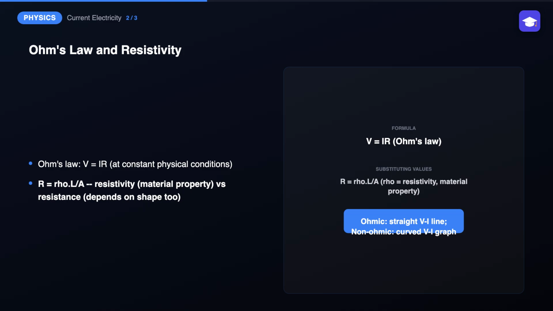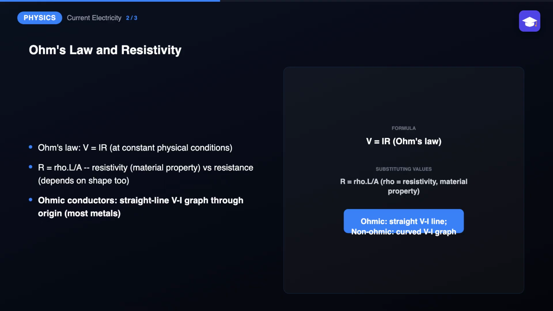Resistance itself relates to a purely material property called resistivity, ρ, through R equals ρ times L over A, where L is length and A is cross-sectional area. This separation is important. Resistivity depends only on the material and temperature, while resistance additionally depends on the object's specific shape.